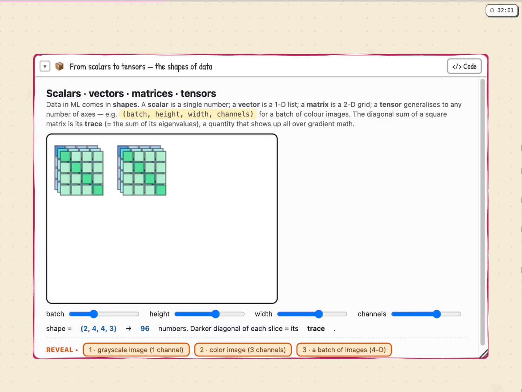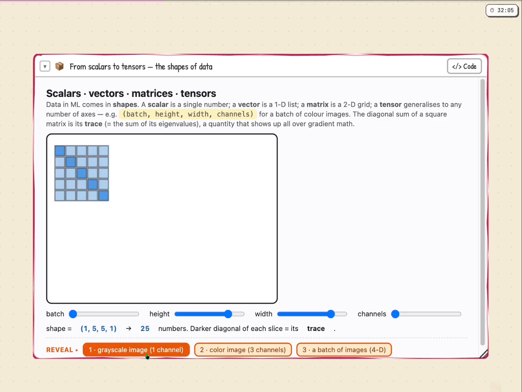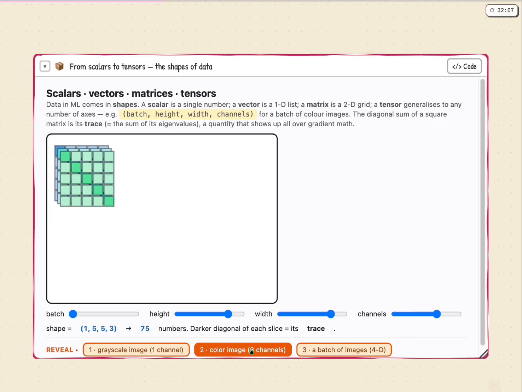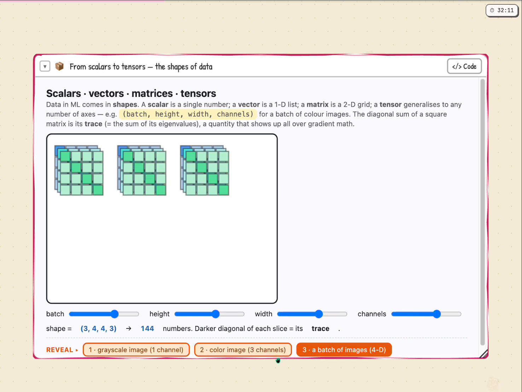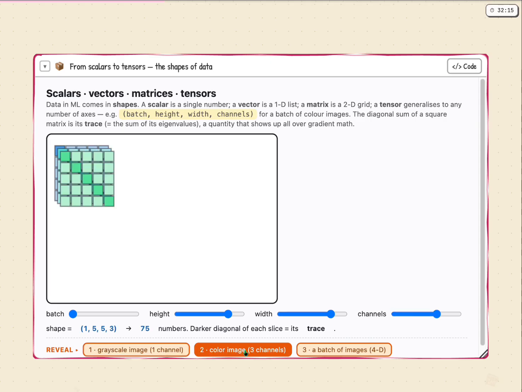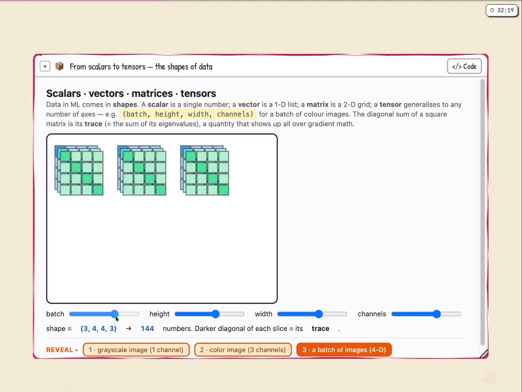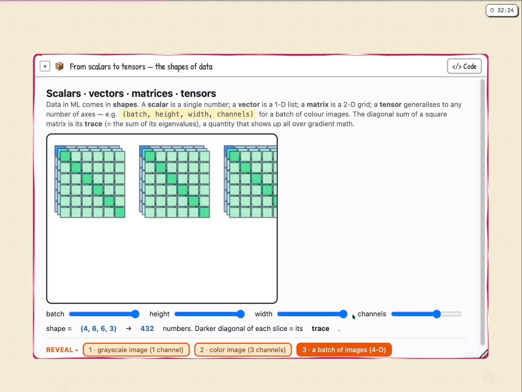And we almost never process one image at a time. We process a batch of them. That adds a fourth dimension. So a batch of color images is a 4-dimensional tensor. Batch, height, width, channels. And as I slide these knobs, you can see how fast the total number of values grows. Tensors are simply how we keep all that data organized so the hardware can crunch it efficiently. Same idea as a vector, just more axes.